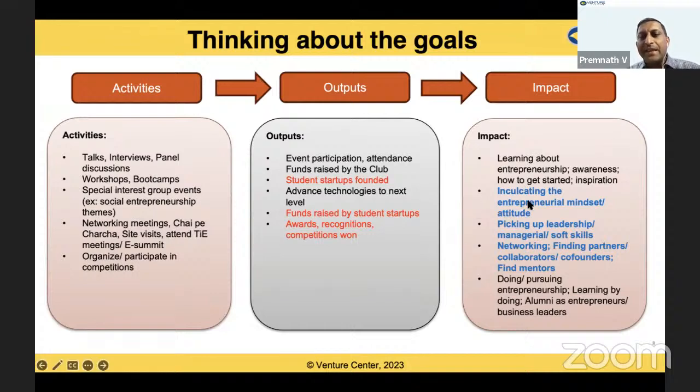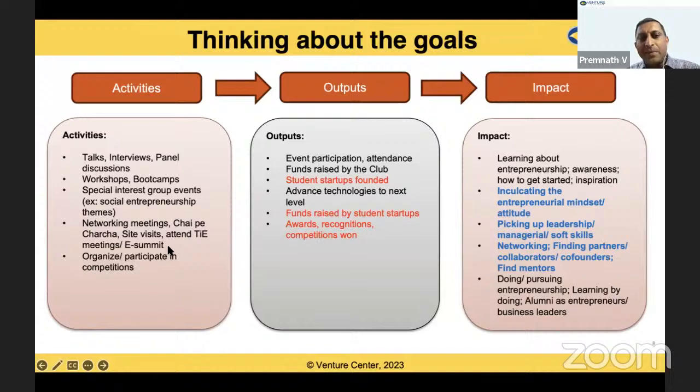They're a little fuzzy in nature. You can't pin it down, but nonetheless, it's quite important. Of course, if they're able to start up their own companies, great. Pursuing entrepreneurship while studying, learning by doing it. It'll be nice to see alumni as entrepreneurs for most academic institutions as well. So these are some goals and impact which you might want to strive towards.